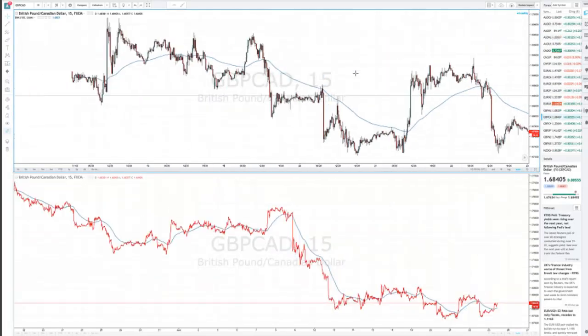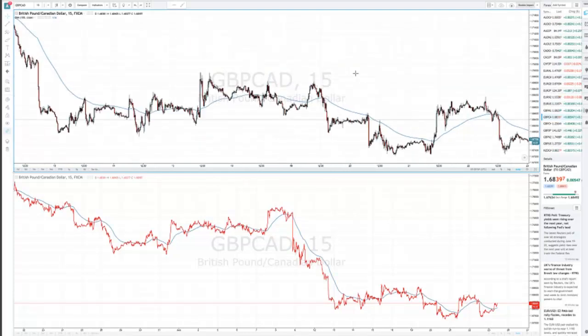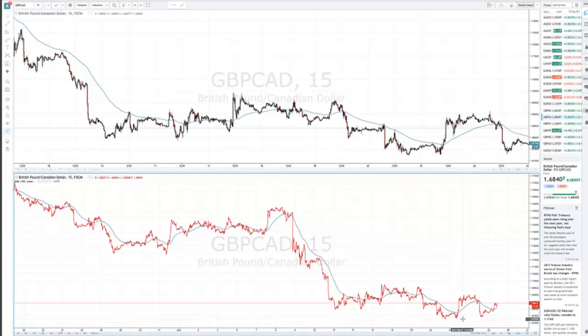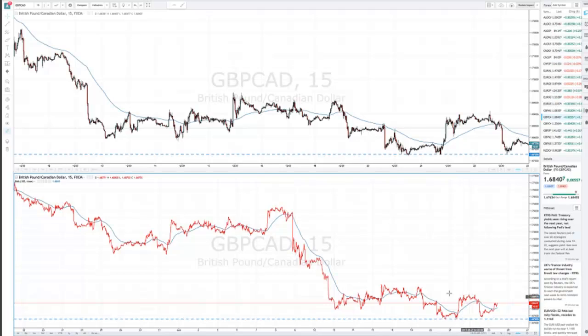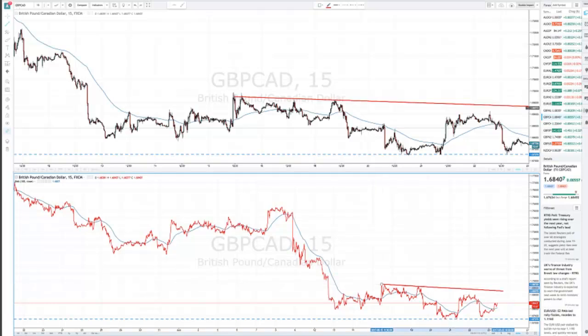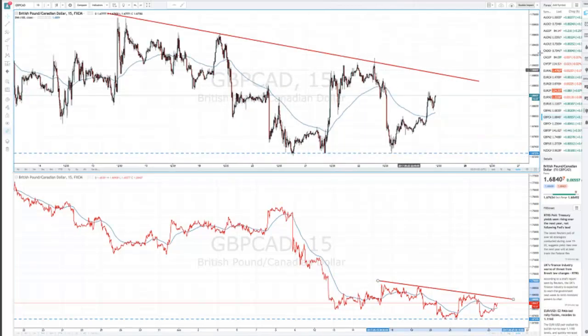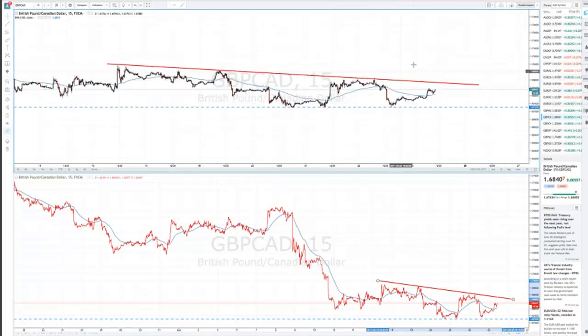Pound CAD, looking at it from a longer term perspective, you want to be short, don't you, ultimately? Well, if we can get a close beneath that level here, I would look at taking that short. On the flip side, if the market breaks above this area here, I'd be quite happy to take a long.